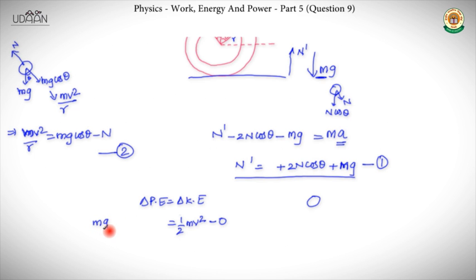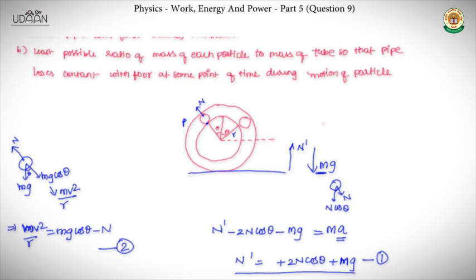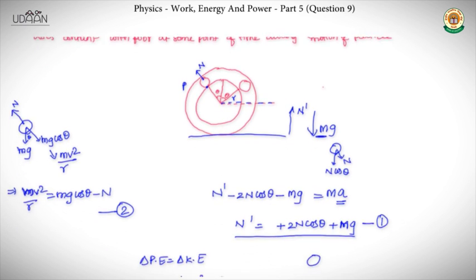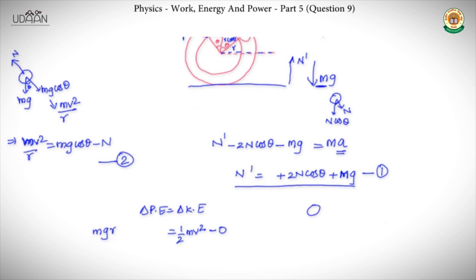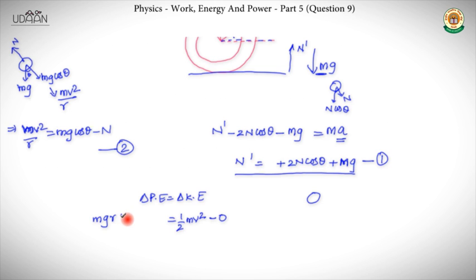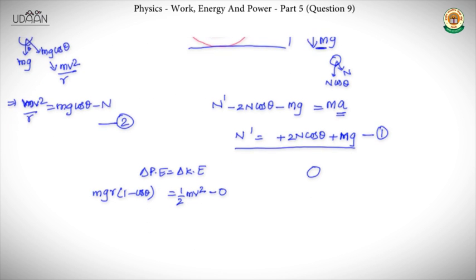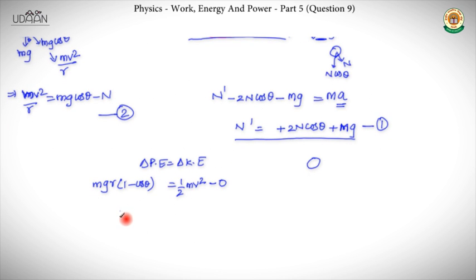For the potential energy, let us assume the initial level as the zero potential energy level. Initially the ball is at height r, and then it has traversed an angle of theta, so this height will be r cos theta. So it has come down by a distance r into 1 minus cos theta, and this will be the change in potential energy. So here we can write mv square is equal to 2 small m g r into 1 minus cos theta. Let us name this equation as 3.